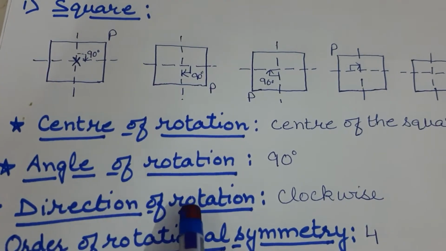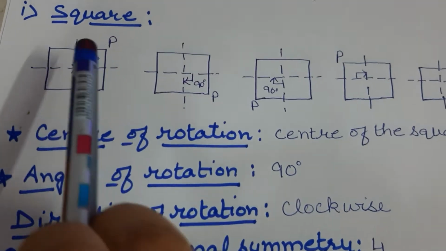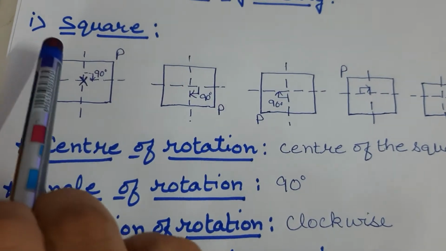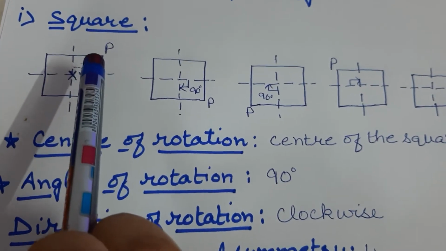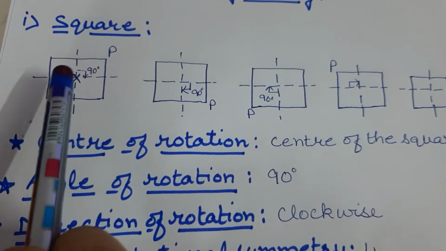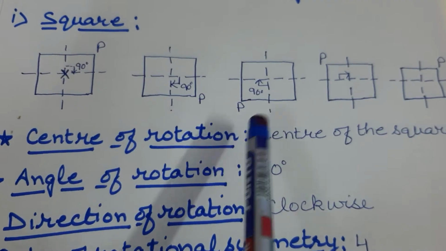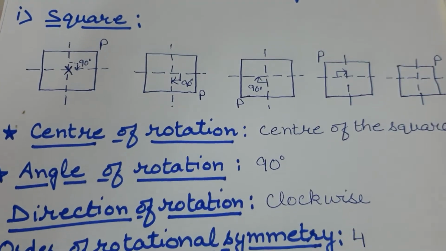Next is direction of rotation. You all know, if we are moving in this direction then it is clockwise. If we are moving in the opposite direction then it will be anti-clockwise, but here we are moving in the clockwise direction.